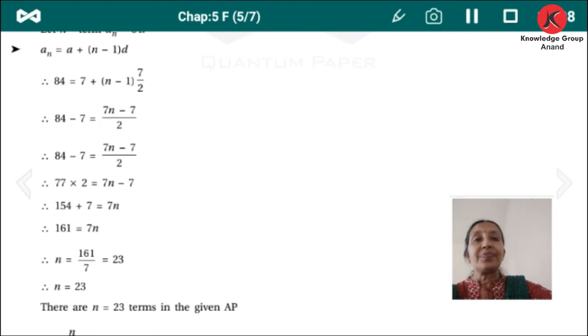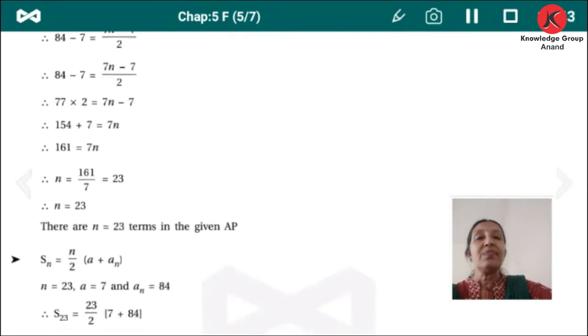That means 77 into 2 divided by 7. Otherwise, 77 into 2 is equal to 7 times (n minus 1). 154 plus 7 is equal to 161, and 161 is equal to 7n. n is equal to 161/7, which is equal to 23. There are 23 terms in the given AP.